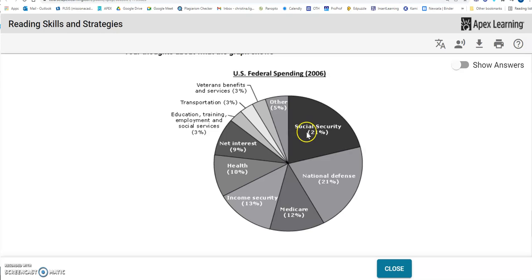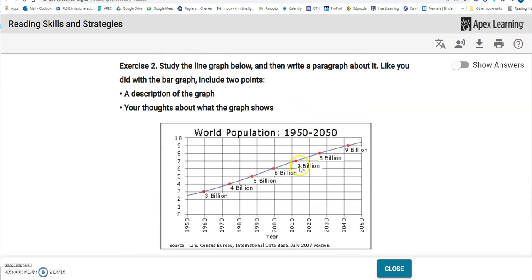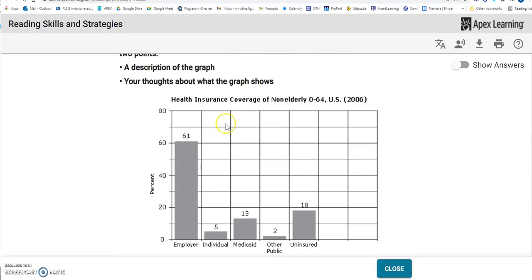So 21% of the money the US federal government spent went to Social Security. 21% went to national defense. 3% went to education, training, employment, and social services. So this graph will give you interesting information. We spent way more money on national defense than we spent on education. Just some interesting information. These are usually the easiest to read, but probably line graphs are going to be the most common.